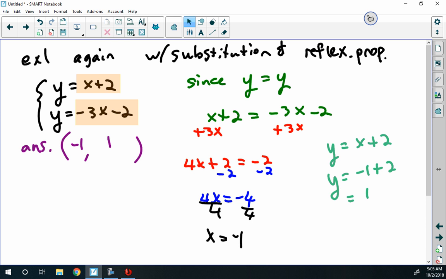So that's one way that we could use the substitution property. Notice with the substitution technique, notice though you substitute twice when you do that method. All right? Okay.